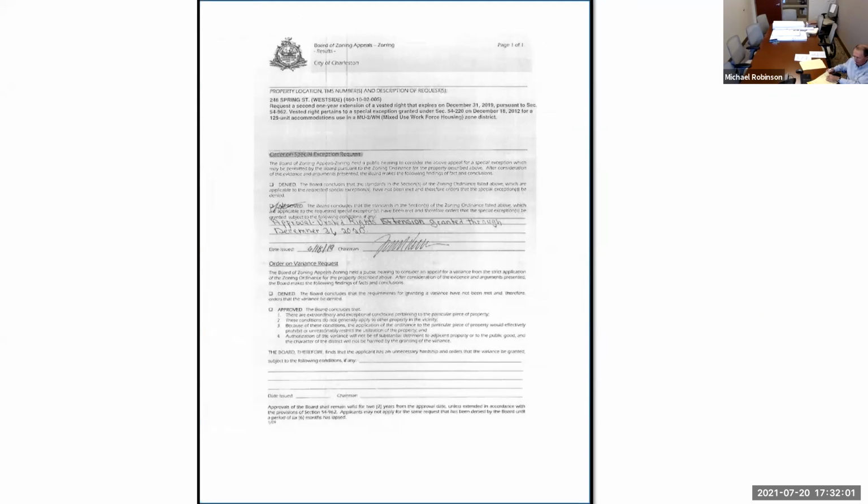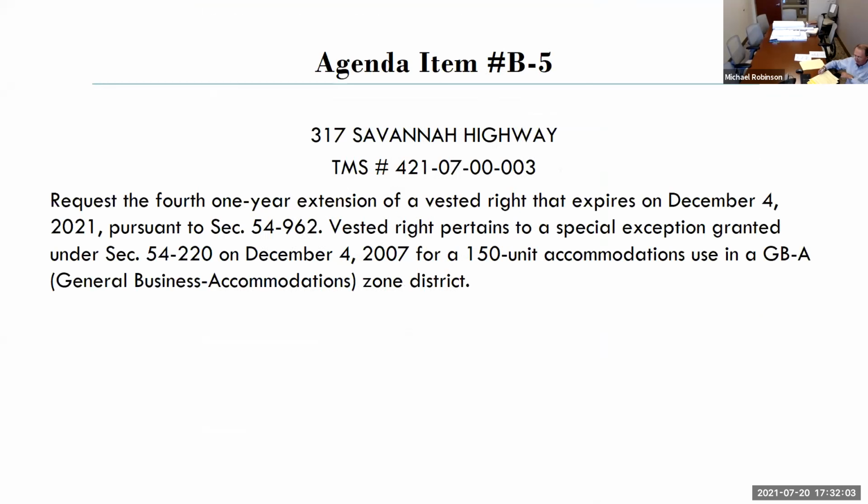Next item on the agenda is 317 Savannah Highway. Request the fourth one-year extension of a vested right that expires on December 4th, 2021, pursuant to section 54-962. The vested right pertains to a special exception granted under 54-220 on December 4th, 2007, for a 150 unit accommodations use in a GBA General Business Accommodation Zone District.